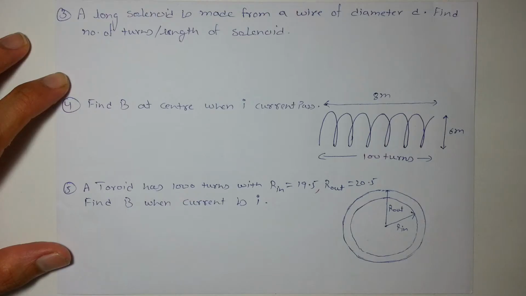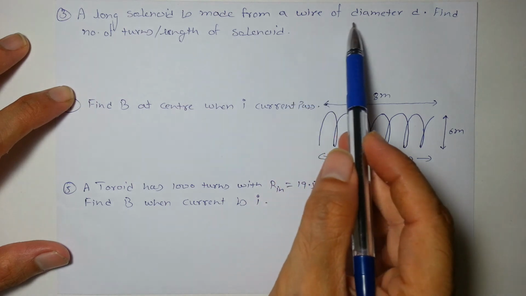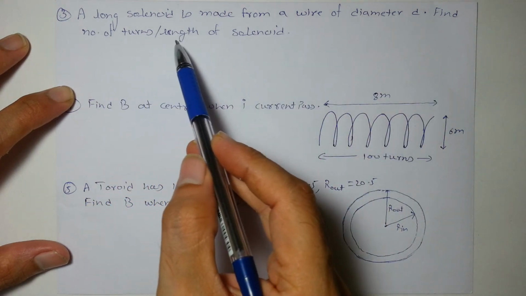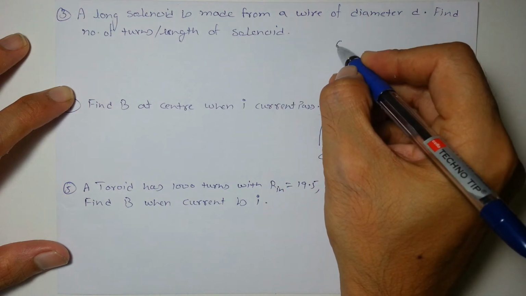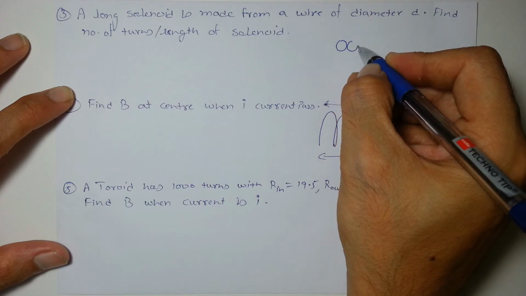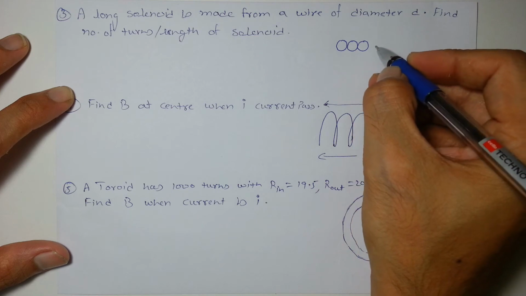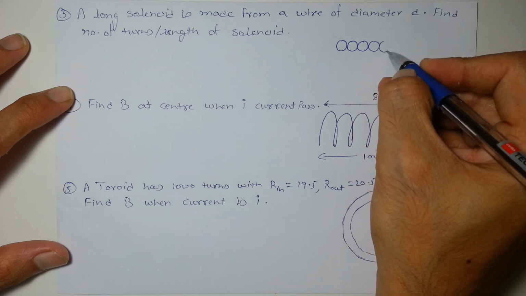Okay. The next question is quite famous. A long solenoid is made from a wire of diameter d. Then we have to find the number of turns per unit length. Okay. In that we have to assume that the wire is wound such that there is no gap between two consecutive turns.